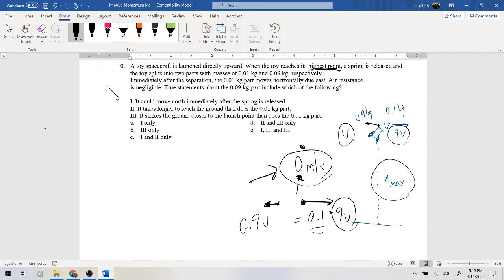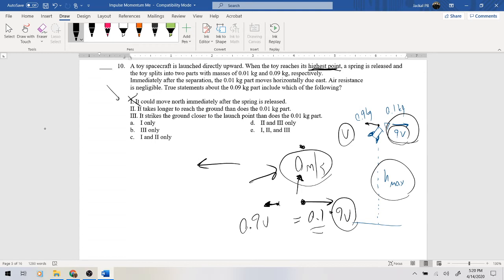Let's see what the statements are. It could move north immediately after the spring is released. Due to conservation of momentum, the only momentum is to the right, so you have to have a momentum that can cancel that and nothing extra. Since the only momentum is to the right, you can only have momentum to the left, not north, not south. So this is not a correct statement.